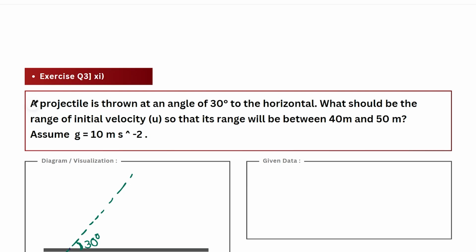Hi, in this video, we are going to solve the 11th numerical, which is also the last numerical for the exercise in the chapter Motion in a Plane. But before we get into the question, there's one aspect of the question which I want you guys to understand. In this particular question, we encounter the word range at two instances.